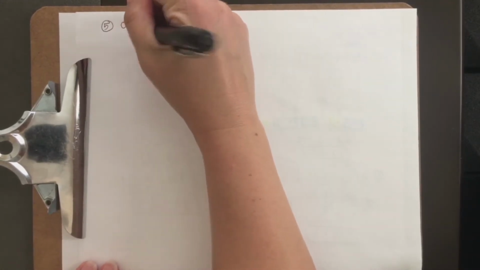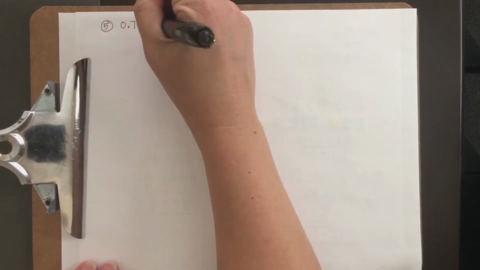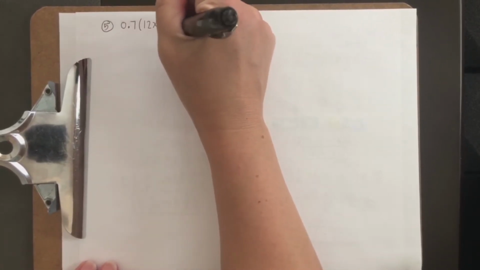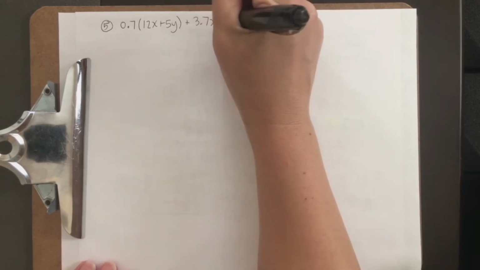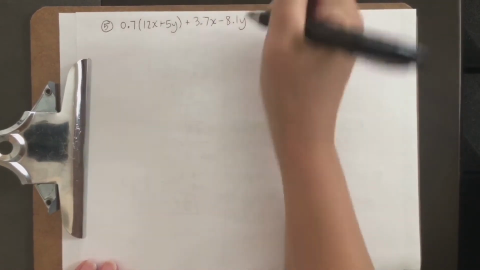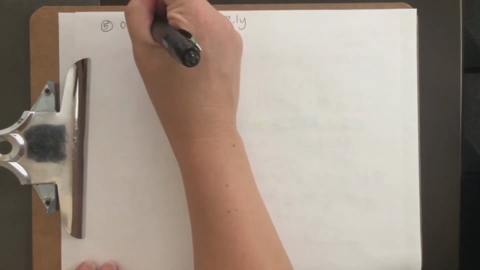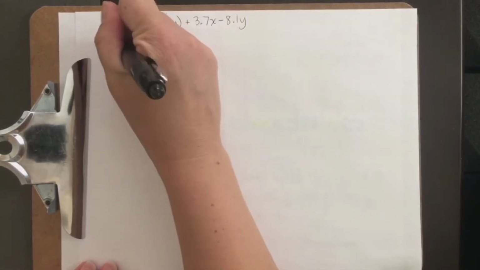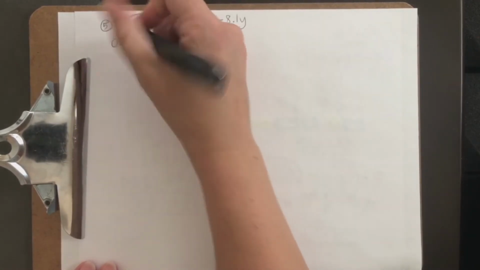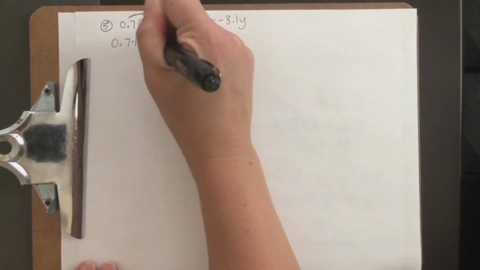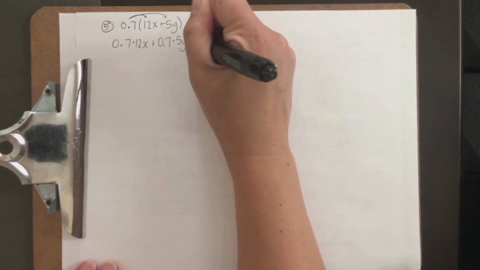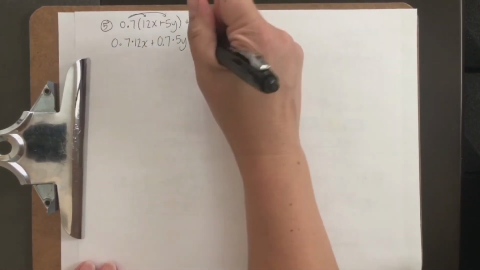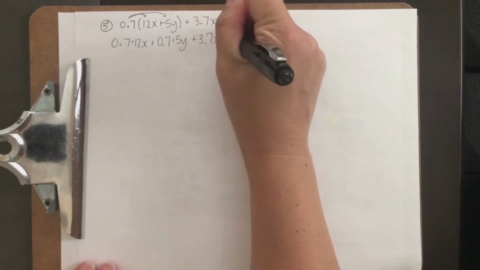0.7 times, or in parentheses, 12x plus 5y, close parentheses, plus 3.7x minus 8.1y. So we're going to distribute, and we have 0.7 times 12x plus 0.7 times 5y plus these two numbers here, 3.7x minus 8.1y. Let's deal with this.